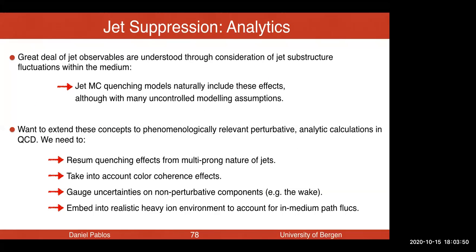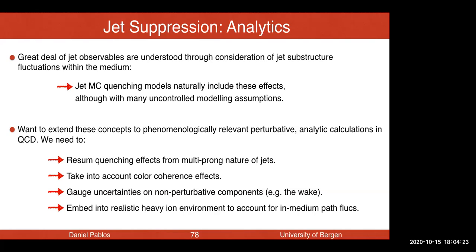So finally, I know I'm a bit over time. Finally, I would like to condense what we have learned is important throughout these studies, throughout this talk. What we have seen is that the jet substructure fluctuations are very important for our understanding of a great deal of jet observables. And the jet Monte Carlos naturally include these effects because they just let the jet branch and then everything happens.